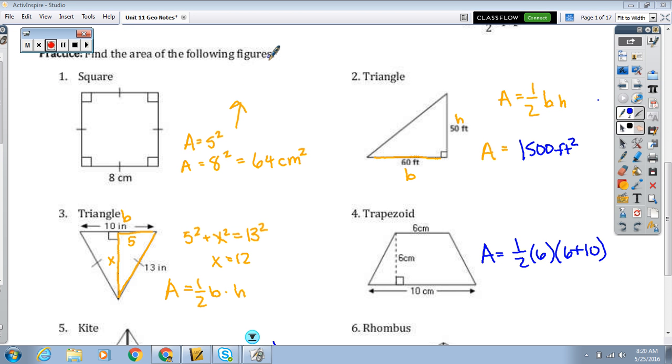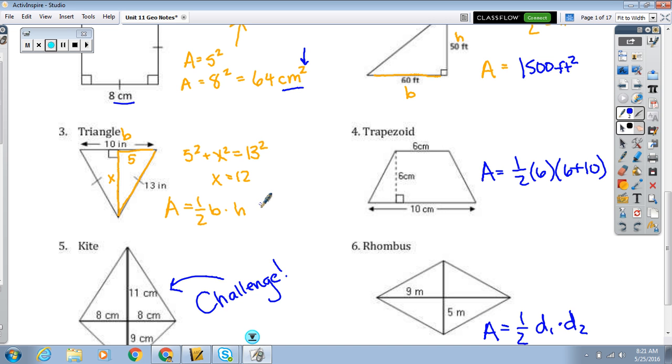Okay, so now you can go ahead and unpause the video and let's check our answers. One thing I forgot to mention before was that we want to be putting units on our answers. So for instance, when we have a square that has a side of 8 centimeters, 8 times 8 gives us 64 squared centimeters. So try to include those units. The triangle in number 2, we should get 1,500 feet squared.